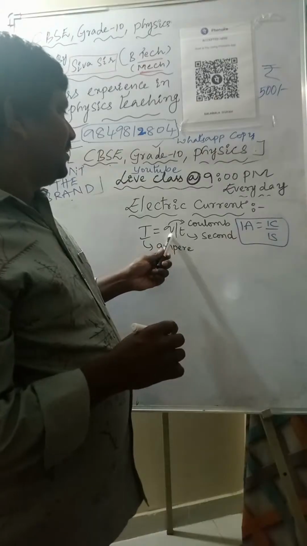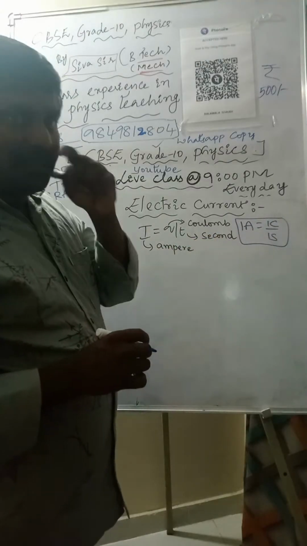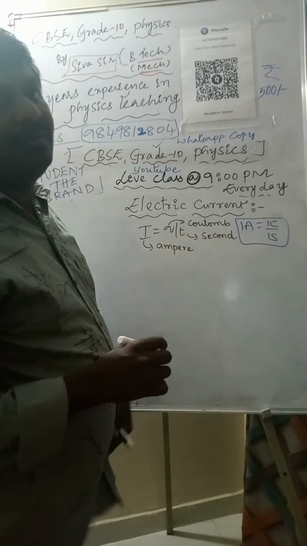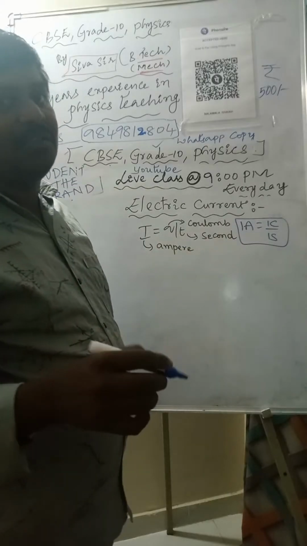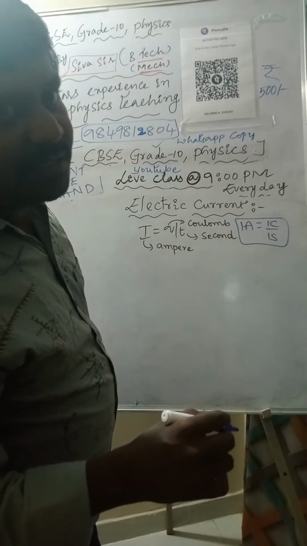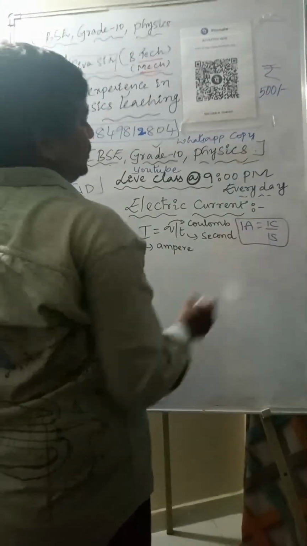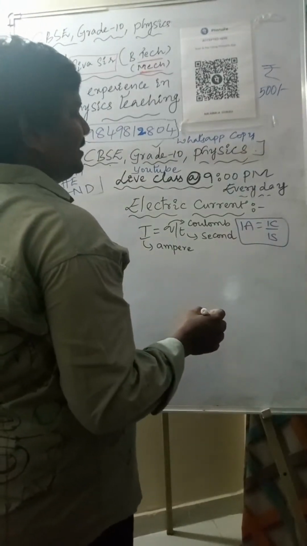The SI unit of charge is coulomb, the SI unit of time is second. That is the rate of flow of charge. The flow of charge through unit cross-section area per second is called electric current. So I equals Q by T, and 1 ampere equals 1 coulomb per 1 second.